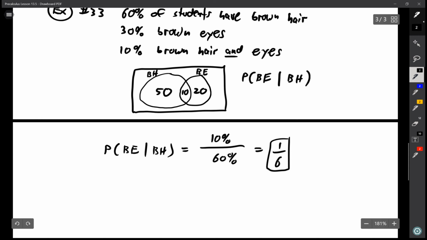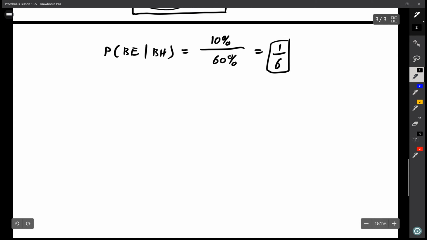The other way of doing it would be look at just your condition, brown hair. So we look at this brown hair circle, okay? And we say, if we just look at the brown hair circle, what's the chance that the person has brown eyes? Well, those 10 have brown eyes out of the total of 60, which also gives you that 1/6. Okay? So those are the three examples I have for you for lesson 5.